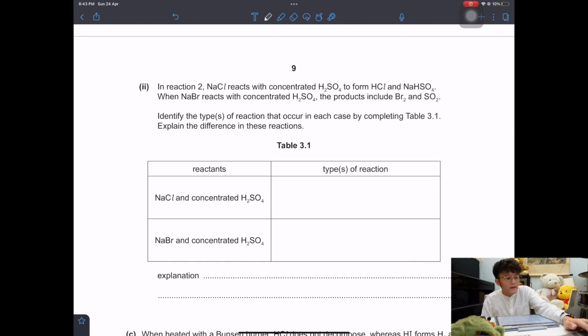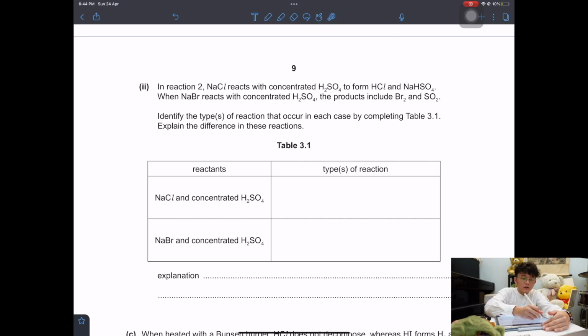In reaction 2, NaCl reacts. Guys, this is one of my predictions as well. When you're doing your recap, there are a few chapters that you must know. First one is halogens. Please memorize halogens like mad. So, the chapter halogens.